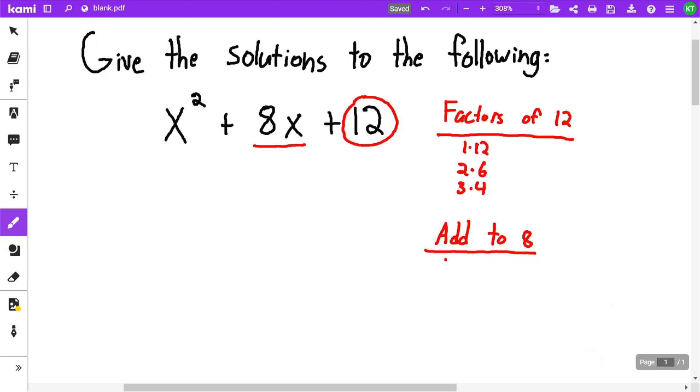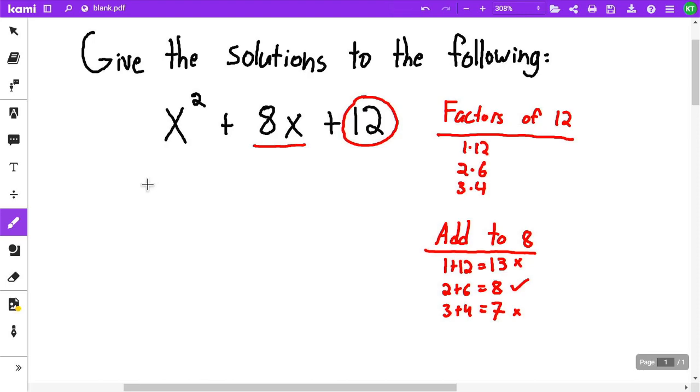So start: 1 plus 12 equals 13. 2 plus 6 equals 8. And then 3 plus 4 equals 7. So, as we see, these two do not add up to 8, but 2 and 6 do. So let's go ahead and break apart our middle term here now using our two factors.